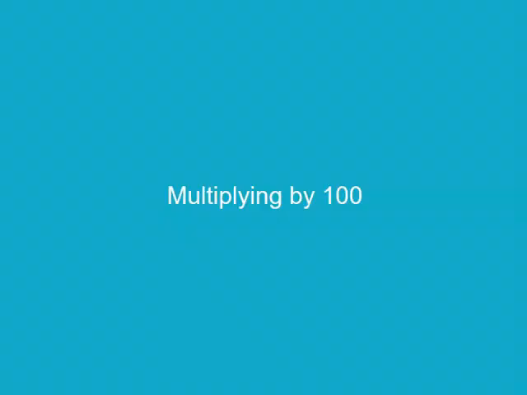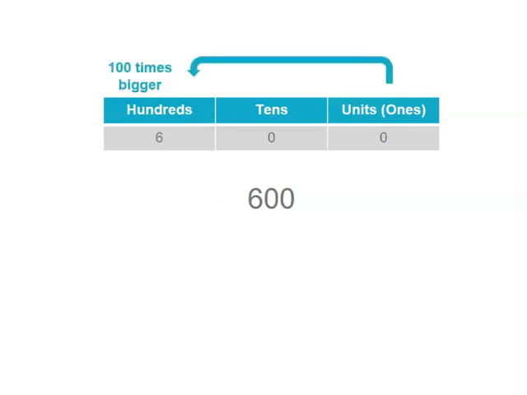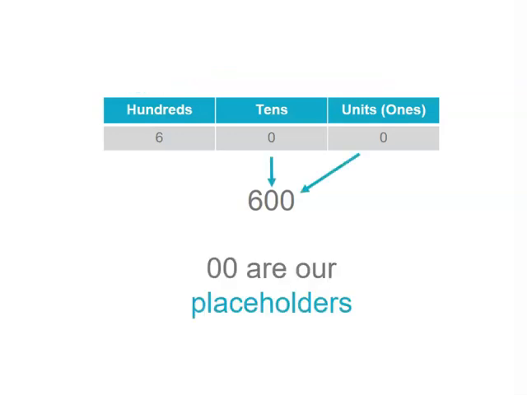Now we're going to multiply by 100. This time we need to move two columns to the left because we want our 6 to be 100 times bigger. So we have 6 in the hundreds column, 0 in the tens, and 0 in the ones. Our answer is 600. The two zeros are our placeholders in the ones and the tens column to tell us that we have 6 in our hundreds column.